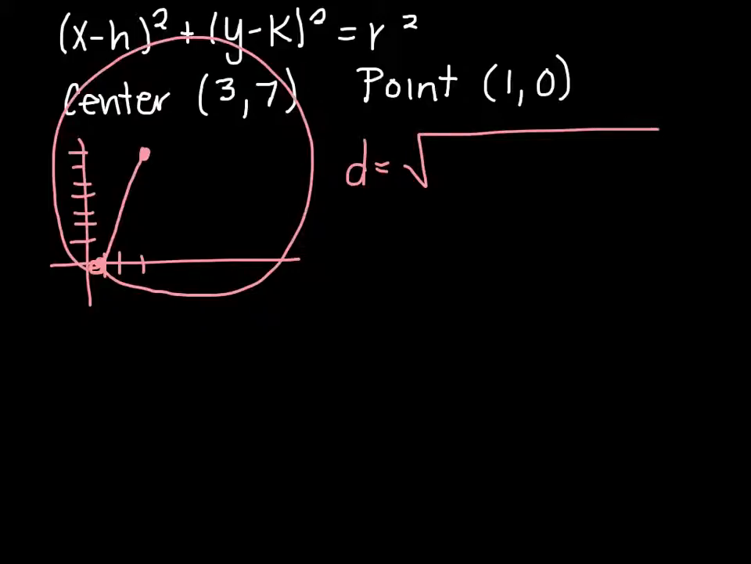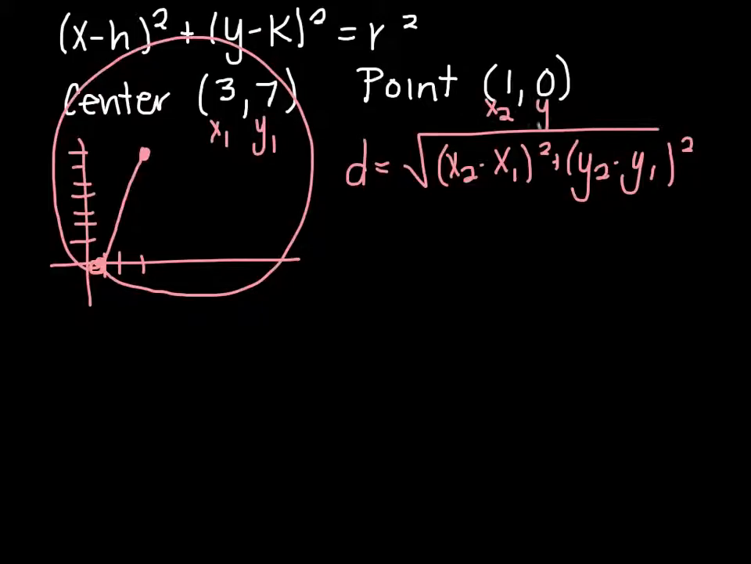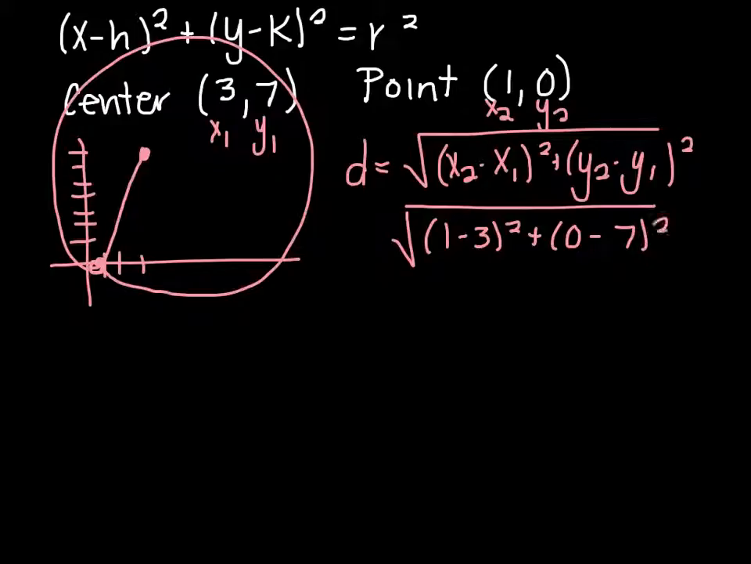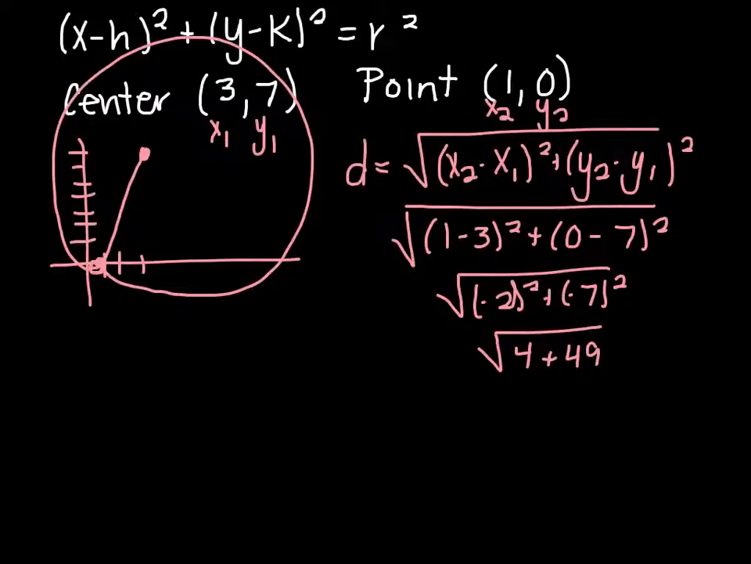The distance formula is the square root of x2 minus x1 squared, plus the y values subtracted squared. So let's make this x1, y1, x2, y2, and let's go ahead and plug in. The distance formula: 1 minus 3 squared plus 0 minus 7 squared. So I get the square root of negative 2 squared plus negative 7 squared, which is the square root of 4 plus 49, and the distance equals the square root of 53.